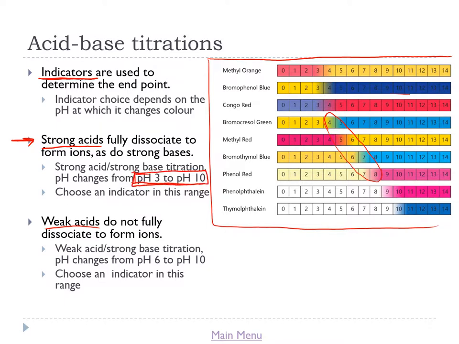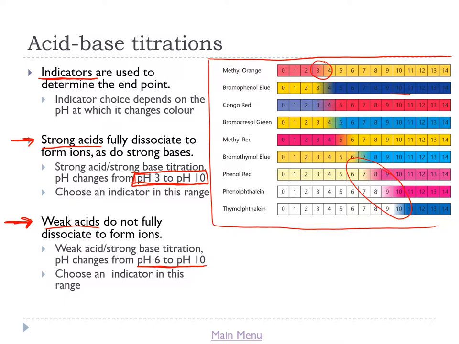Now, we've also met before the idea of weak acids. Weak acids do not fully dissociate to form ions, and what that means is that their pH changes over a different range as well. So with weak acids and a strong base, we'll find that pH changes between pH 6 and 10. So in this example, if we use, for example, the indicator changing at pH 3, that would be changing colour well before we'd got to our neutralisation point. What we need to do now is choose something that changes colour at a later pH. So any of these three are probably going to change colour in the right kind of range for us.